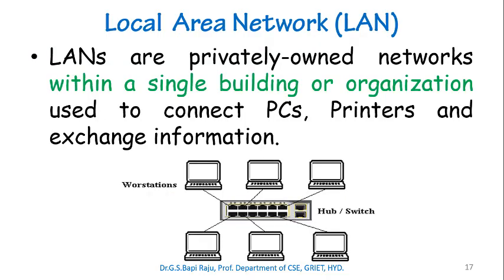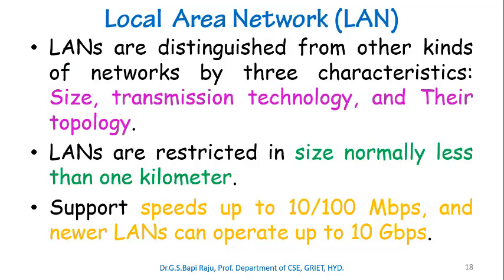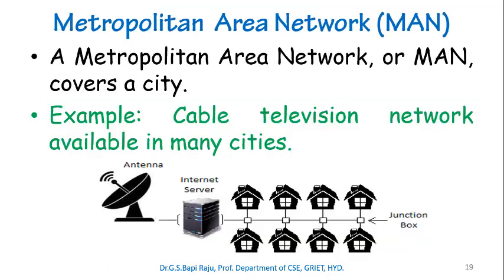LANs are privately owned networks within a single building or organization used to connect PCs and printers, and they can exchange information. In this diagram, you can see there is a central switch or hub, and to this switch all the workstations are connected. LANs are distinguished from other kinds of networks by key characteristics: size, transmission technology, and topology. LANs are restricted in size, normally less than 1 kilometer, and support speeds of 10 Mbps, 100 Mbps, and the latest ones support up to 10 gigabits per second.